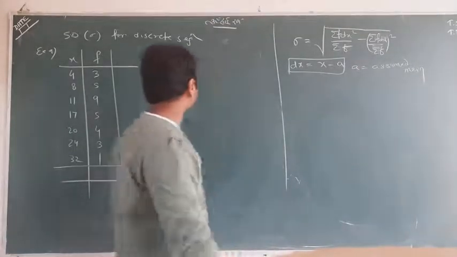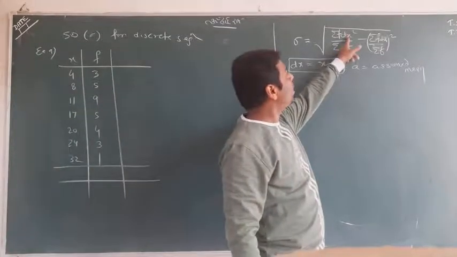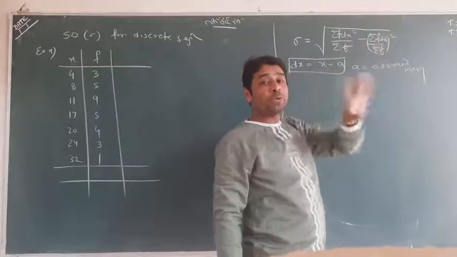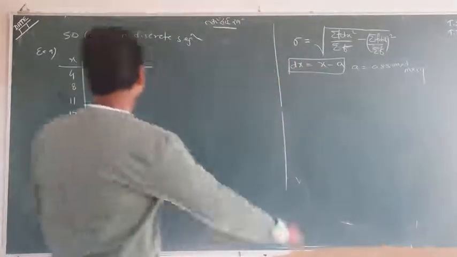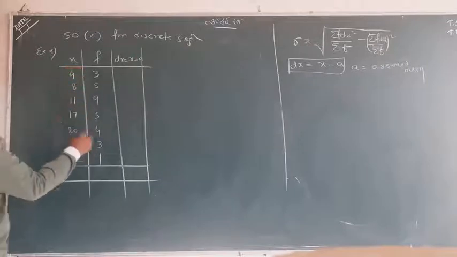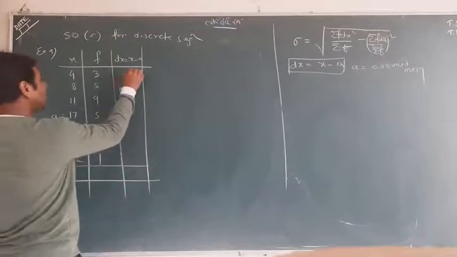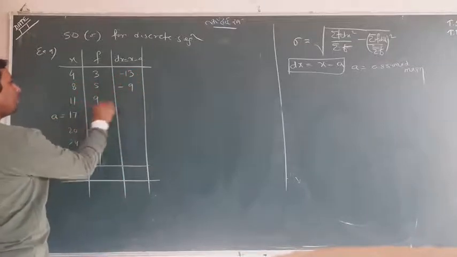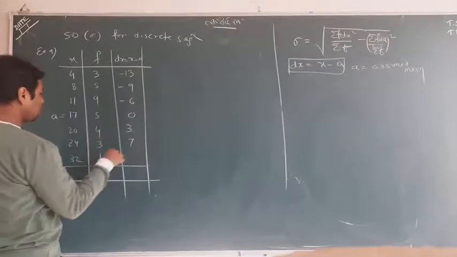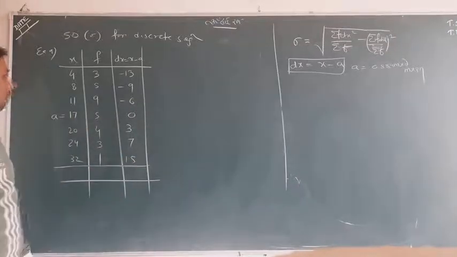I don't think it's a tough task. Okay, we'll do it. This is x and f. First of all, I'll find dx and then dx square and then f dx, and then f dx square. Four things we'll find out. First dx, x minus a. So a you can choose from anywhere, but the middlemost is good: 17. 4 minus 17 is minus 13, 8 minus 17, 11 minus 17, 17 minus 17, 20 minus 17, 24 minus 17 and 32 minus 17 is 15. Then you got dx.